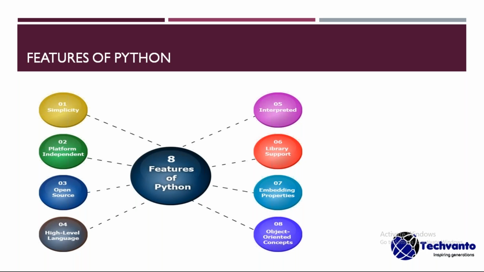After that I am going to explain the features of Python. What are the features of Python? Number one, Python is very simple. And number two, Python is not dependent. It is an independent platform.